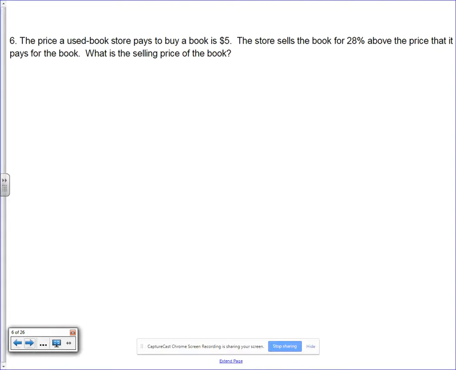So folks, that would be your original price. That's the original price paid by the bookstore. Then they sell the book for 28% above that price. Well, you know that you can't use this as is. You have to move the decimal place. And since they say above, that means we should be increasing. What is the selling price of the book?